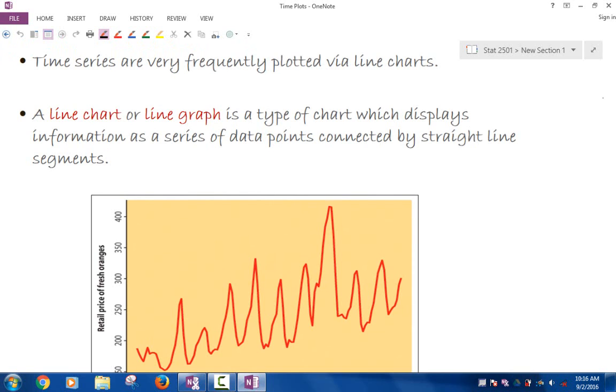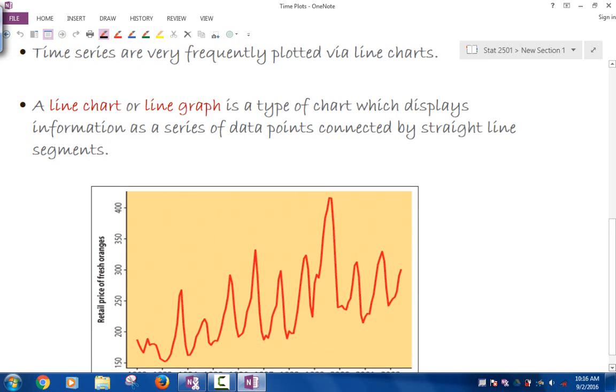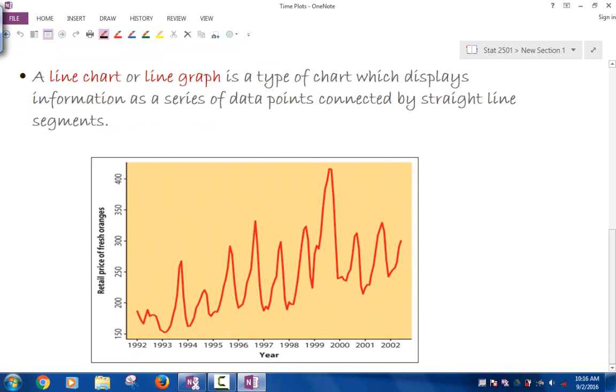And let me show you an example. In this example, what we have is the retail price of fresh oranges on the vertical column, and on the horizontal axis we have year. Okay, so for example, in 1992, retail price was a little bit below $200. In 1993, it's close to $150 and so on.